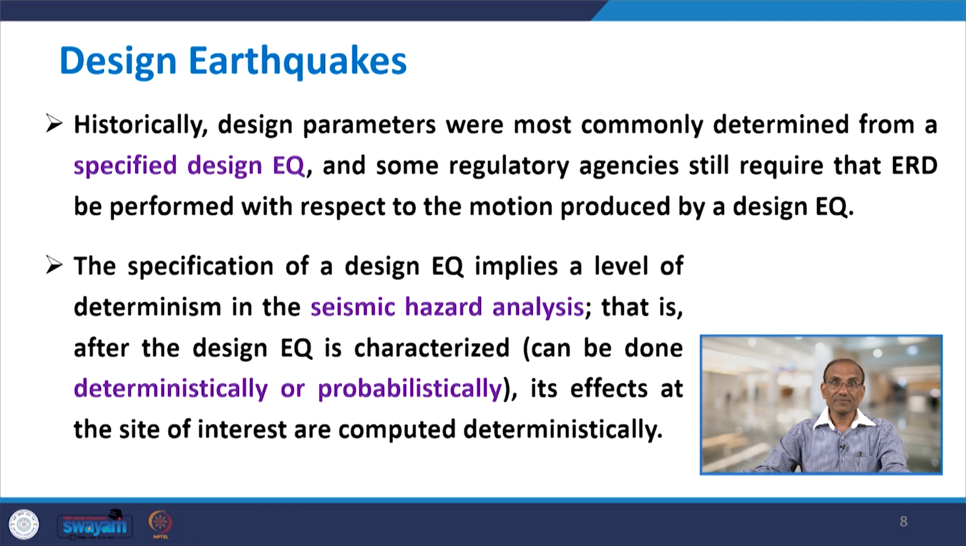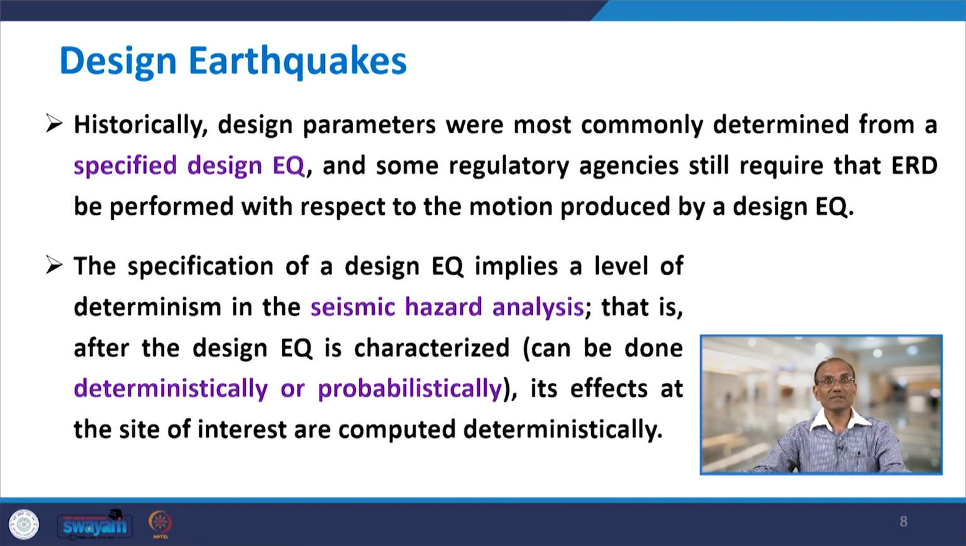When we go into the history, design parameters were most commonly determined from a specified design earthquake. So, you need design parameters, and to have the design parameters we require a design earthquake, and some regulatory agencies still require that earthquake resistant design of structures be performed with respect to the motion produced by the design earthquake. So, you need to first select a design earthquake, and on the basis of the design earthquake the structure or facility needs to be designed for that earthquake.